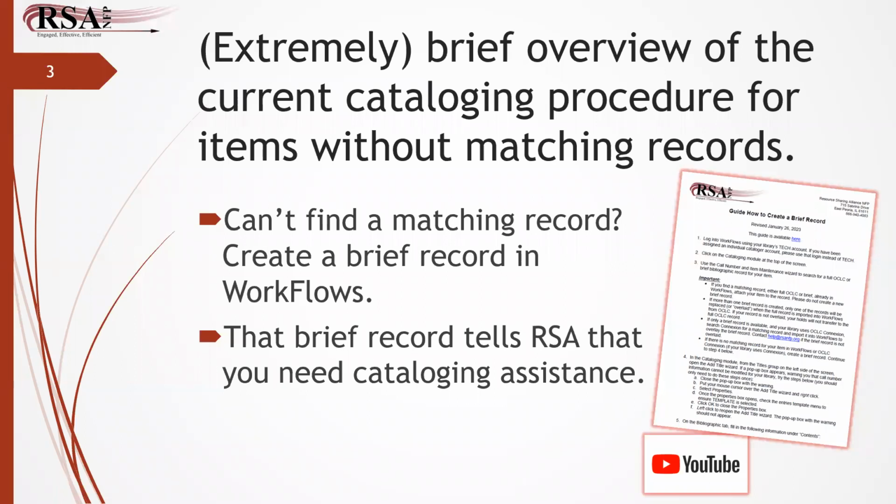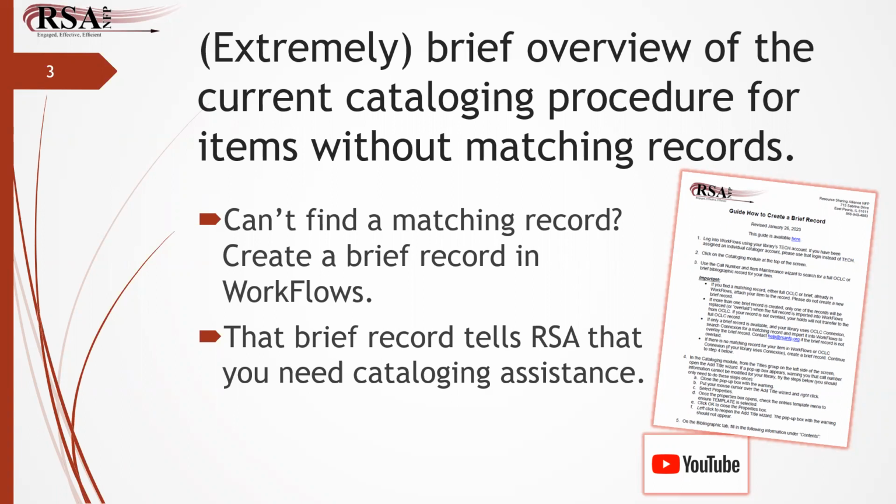When cataloging items, whenever you encounter something that does not have a matching record in either Workflows or OCLC Connection, RSA asks that you create a brief record in Workflows. You can also do this if you have an item where you're unsure of which record is a good fit. Remember, please check Workflows first for a matching record, either brief or an OCLC one of any encoding level. If you find a match, do attach to help limit duplicate records.